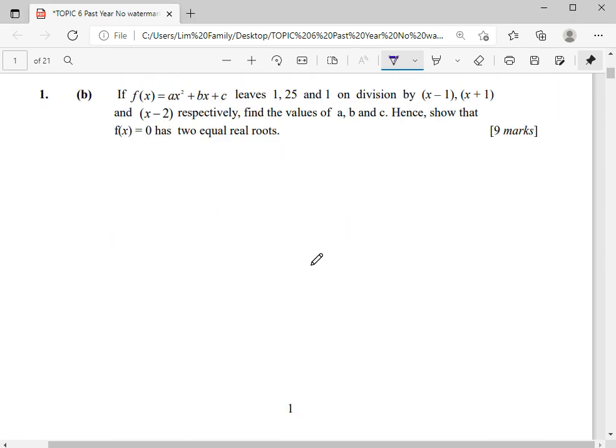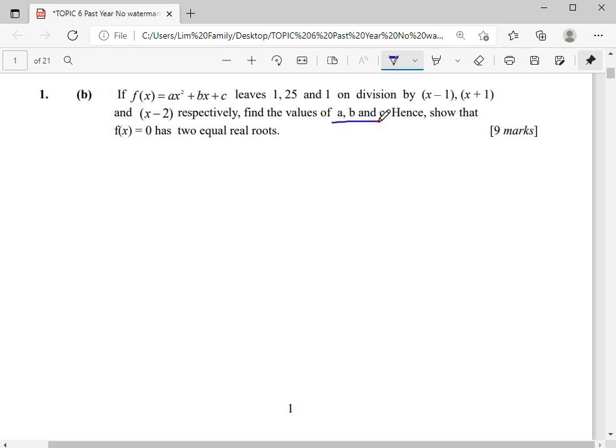Continue for part B here. They say a polynomial, a quadratic. They want to use f(x), depending on the question on how they want to label. So this polynomial f(x) is a quadratic. It leaves remainders 1, 25, 1 on division by these three, so it means remainder theorem. We have three remainder theorems here, divide by three different divisors, and then find the values of A, B, C.